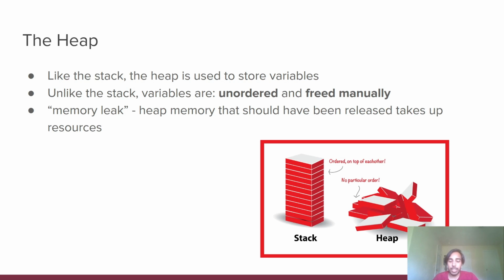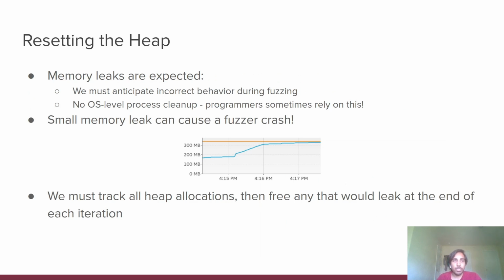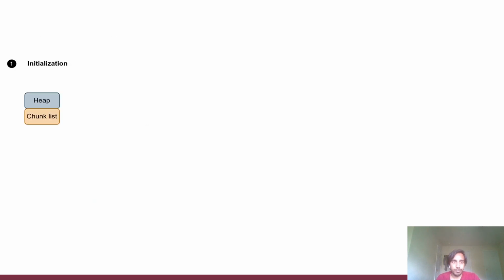An example could be that if a program leaks 2 kilobytes of memory after every execution, and we run that in a loop for 10,000 times, it will completely leak 20,000 kilobytes of memory, which is a lot. So during resetting of the heap, we acknowledge that memory leaks are expected, and even small memory leaks can cause a fuzzer crash as they keep accumulating across execution runs. So in order to reset the heap, we simply track all the heap allocations and then free any that would leak at the end of each iteration.